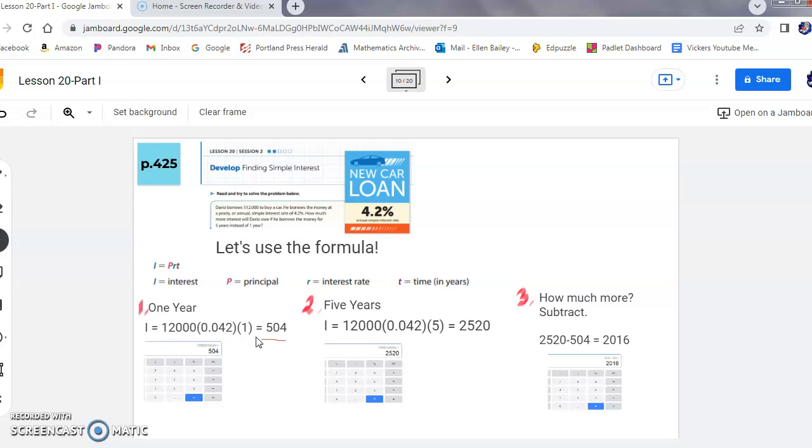I'd like you to write steps 1, 2, and 3. Interest is equal to the principal, 12,000, times the rate times the time. So for 1 year, I got $504. Step 2, note that the principal and the rate stay the same. The only thing that changes is the time. So I got 2,520 for 5 years. And then last step, subtract. Your difference is 2,016. We are going to end here for this first recording. Awesome job.